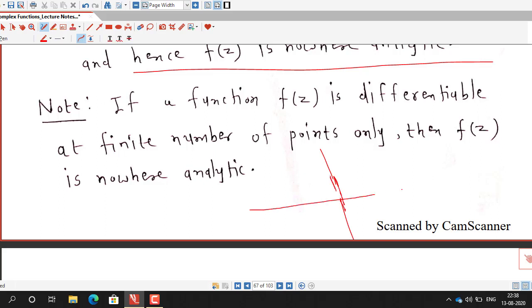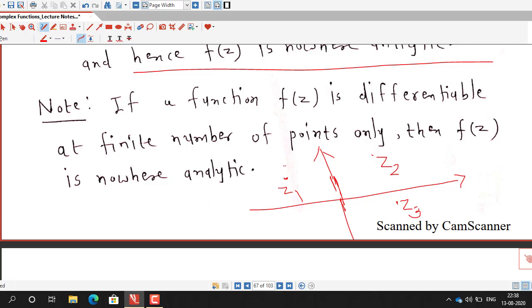Suppose we consider some function which is analytic at some finite number of points, say z1, z2 and z3. Suppose the function f of z is analytic at 3 points only. The function f of z is differentiable at 3 points only, and it is not differentiable at every point which is different from these 3 points.